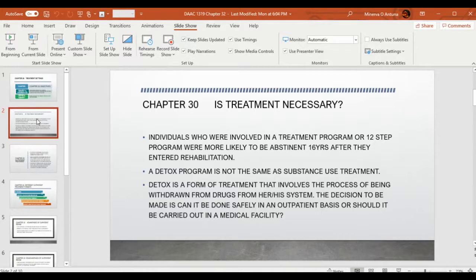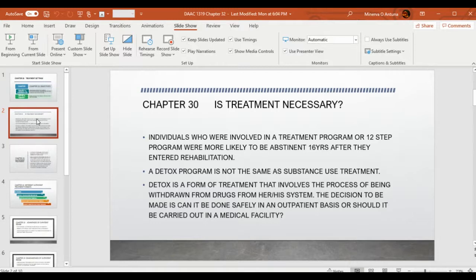So individuals who were involved in a treatment program or a 12-step program were more likely to be abstinent 16 years after they entered rehab. So that is a selling point for treatment.